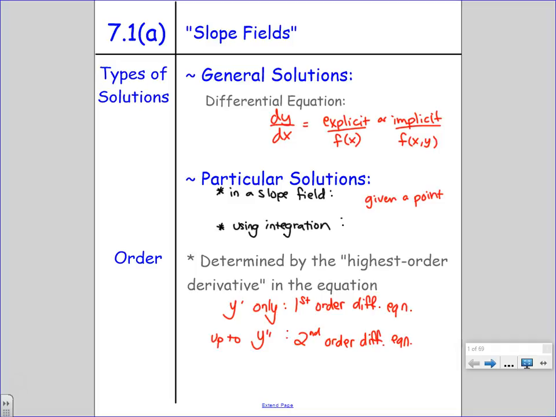So general solutions: you could have a slope field that shows the flow of all the different possible general solutions, or you could have an equation with a plus c that shows a family of antiderivatives. Particular solution: you have to be given some sort of point, some sort of clue that you plug in. Either you graph it on the slope field, or you use integration to solve for the plus c.